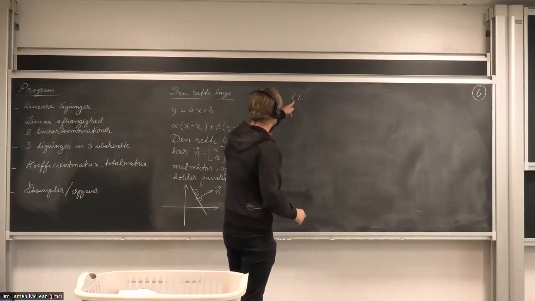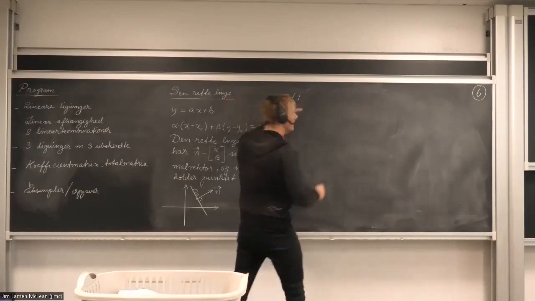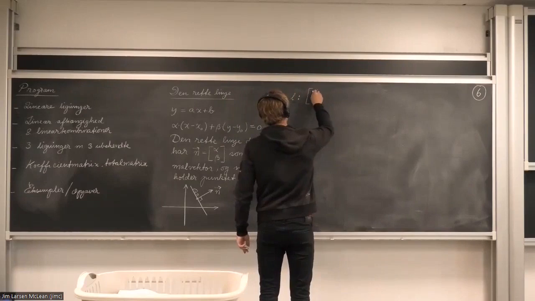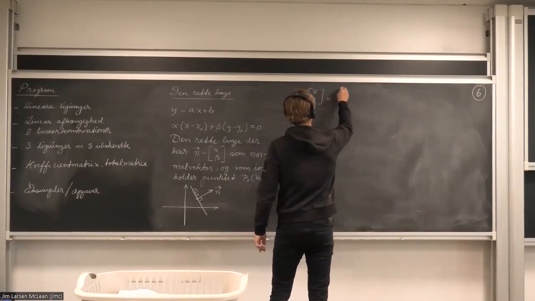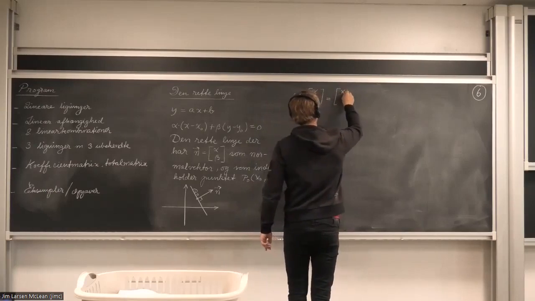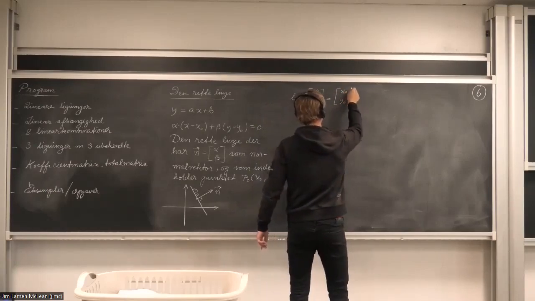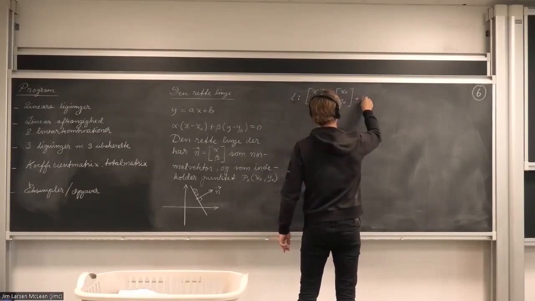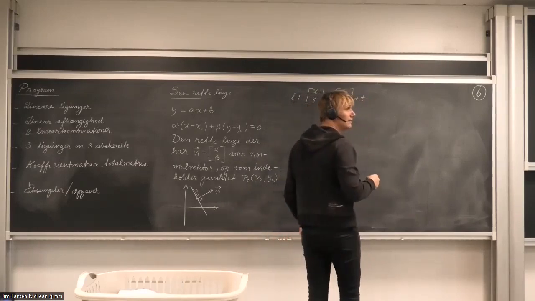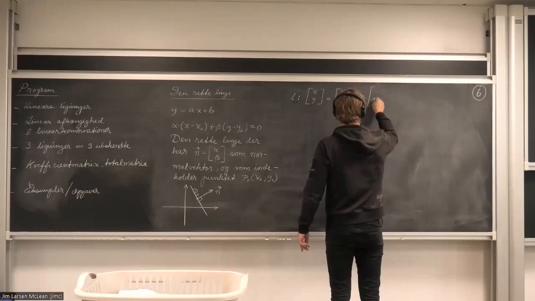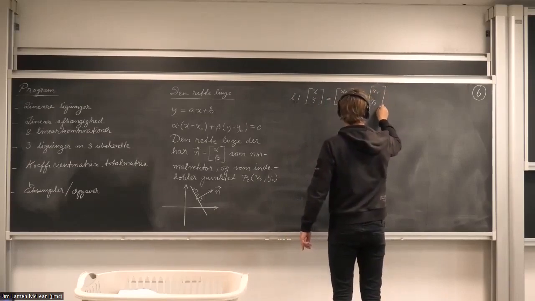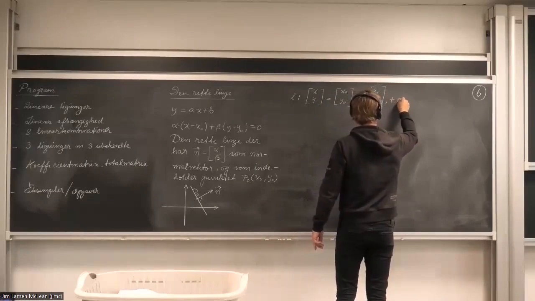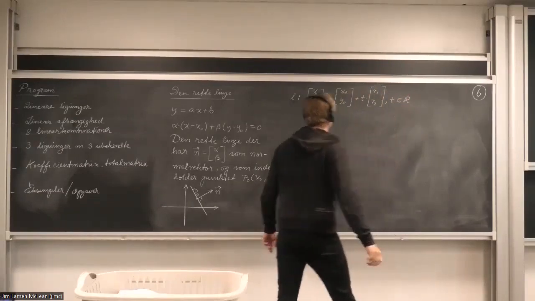Now I would like to describe the line in another way. I describe the line like this: the vector x over y equals x0 over y0, plus the number t, which we call a parameter, multiplied by a direction vector with coordinates r1 over r2. And t can take on any real number.